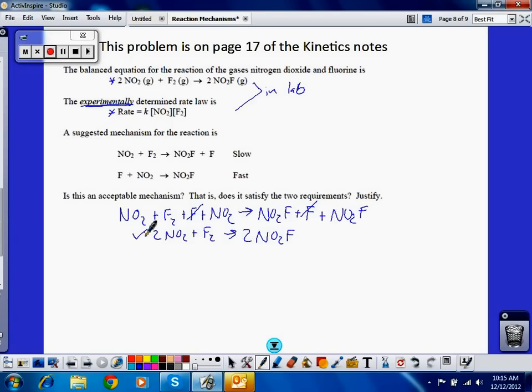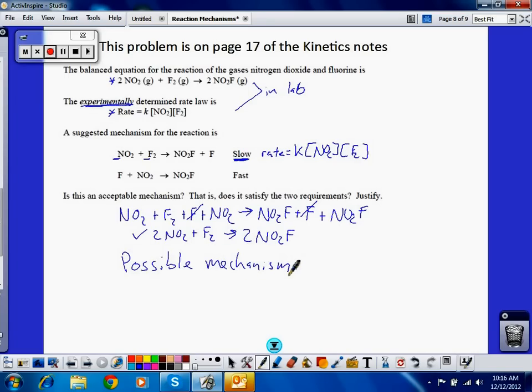And then the next thing I want to do is write the rate law for the slow step. Here's the slow step. The rate of this step is equal to k times the concentration of NO2 to the first power times the concentration of F2 to the first power. And I know the order of each of those is 1 because this is an elementary step and there's a 1 and a 1. This rate law for the slow step matches the experimentally determined rate law, so this is a possible mechanism. And that's as much as we can say, that it is a possible mechanism.